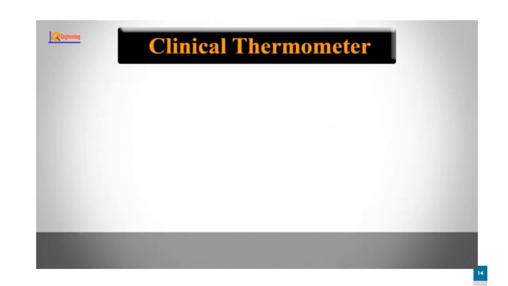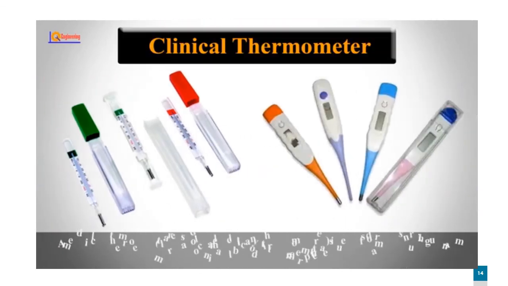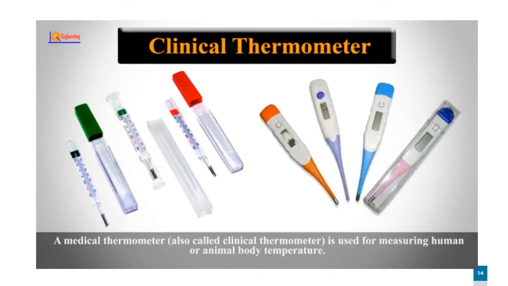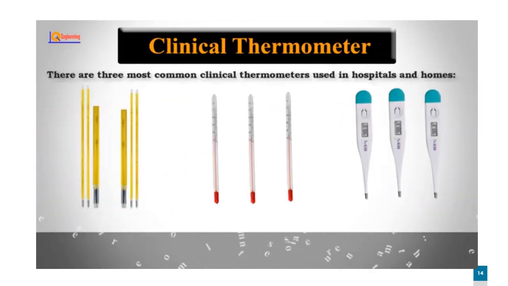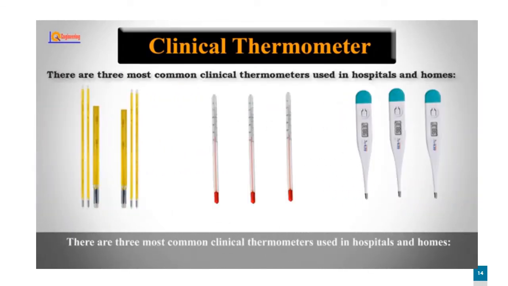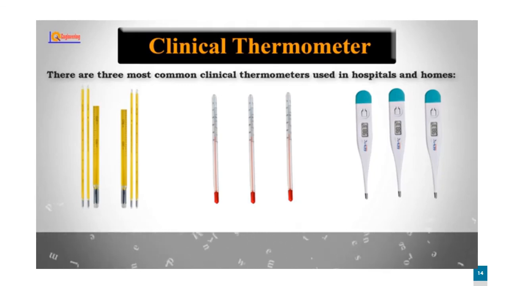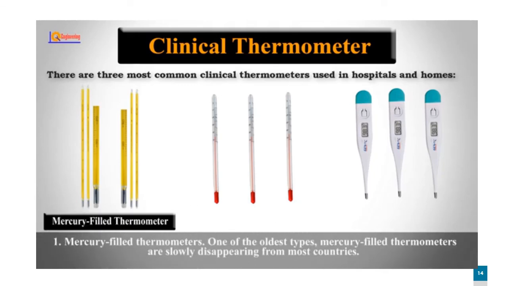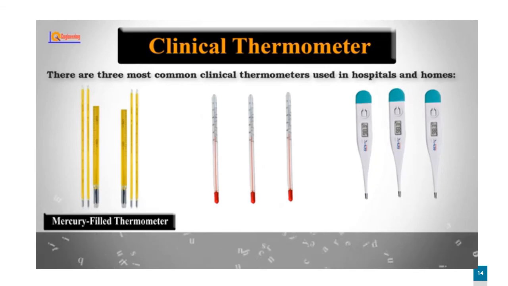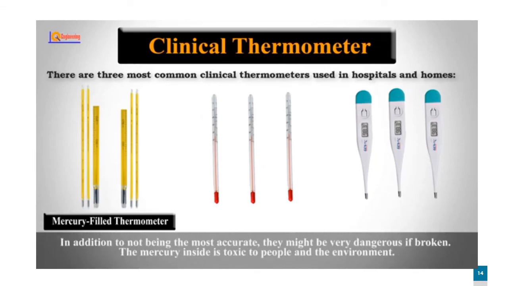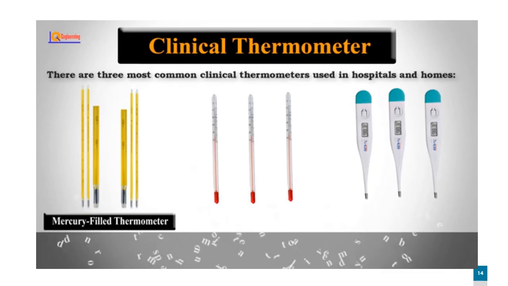Clinical thermometer. A medical thermometer, also called a clinical thermometer, is used for measuring human or animal body temperature. There are three most common clinical thermometers used in hospitals and homes. Mercury filled thermometers, one of the oldest types. Mercury filled thermometers are slowly disappearing from most countries. In addition to not being the most accurate, they might be very dangerous if broken. The mercury inside is toxic to people and the environment.